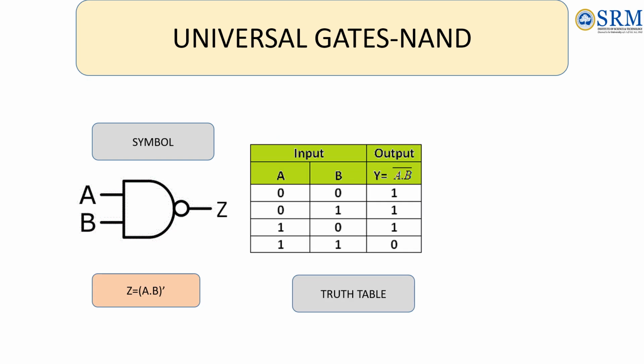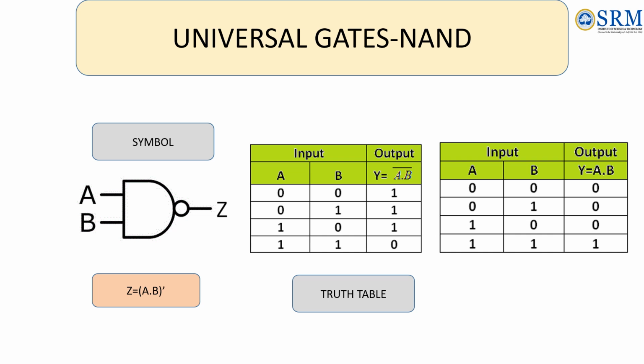The truth table of the NAND gate is shown. When you compare this with the truth table of the AND gate, it's very clear that the output expressions of the NAND gate are the inverted forms of that of the AND gate.